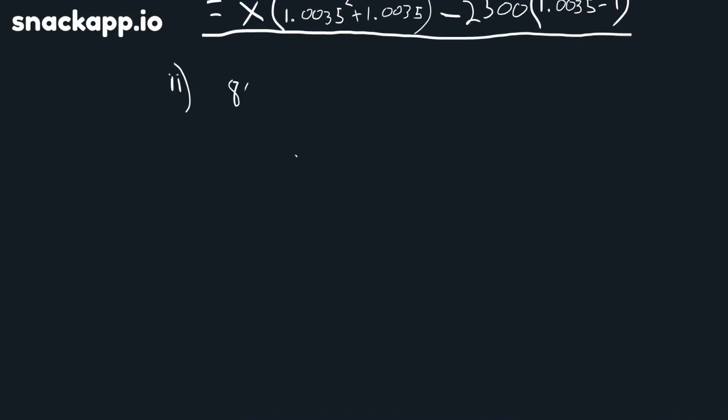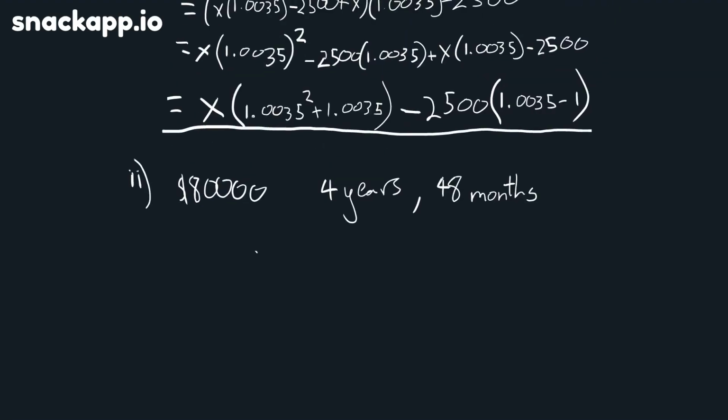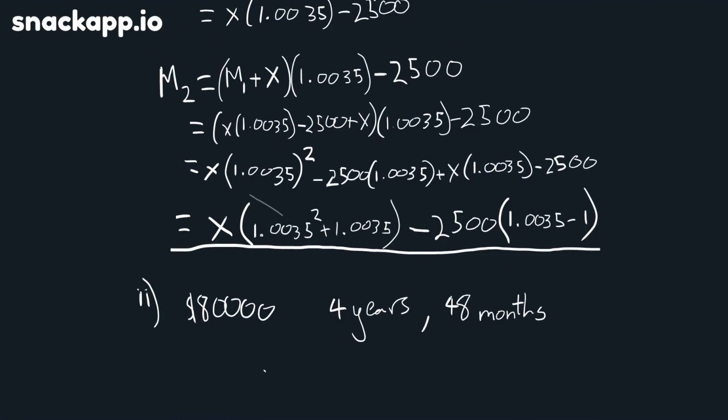So we need to have $80,000 in the account at the end of 4 years after the last repayment has been made. Okay, so now we've got to remember that's got to be in months because that's the units that we're using here. So 4 times 12 is 48 months. Okay, now we're going to have to find the formula that we can use to describe this when we've got a lot higher numbers.